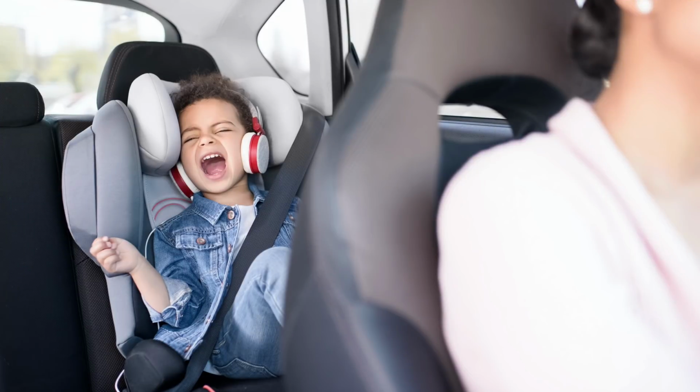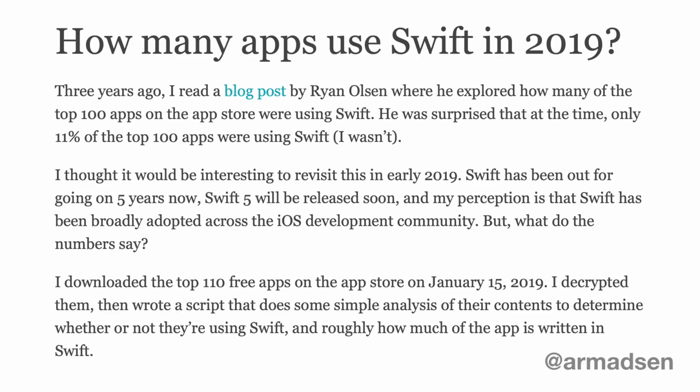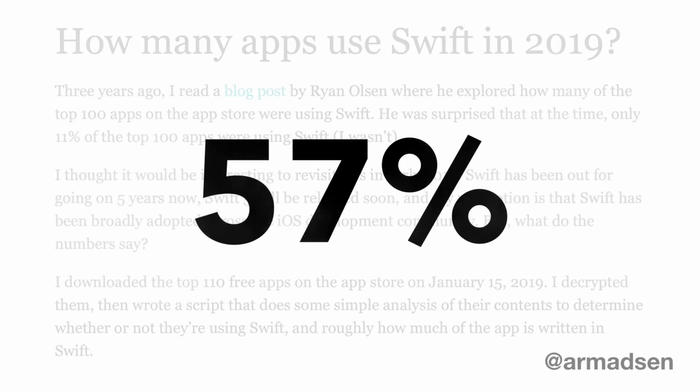Of course, the real question is, are we there yet? Andrew Madsen from the Lambda School did a test of how many apps use Swift in 2019. And this was as simple as downloading the top 110 free apps from the App Store, looking through to see how much Swift they use. This is not scientific in any way. They could have used entirely Swift or just a few lines of Swift. All we know is there's some Swift in there somewhere. And its answer was 57% of apps use Swift.